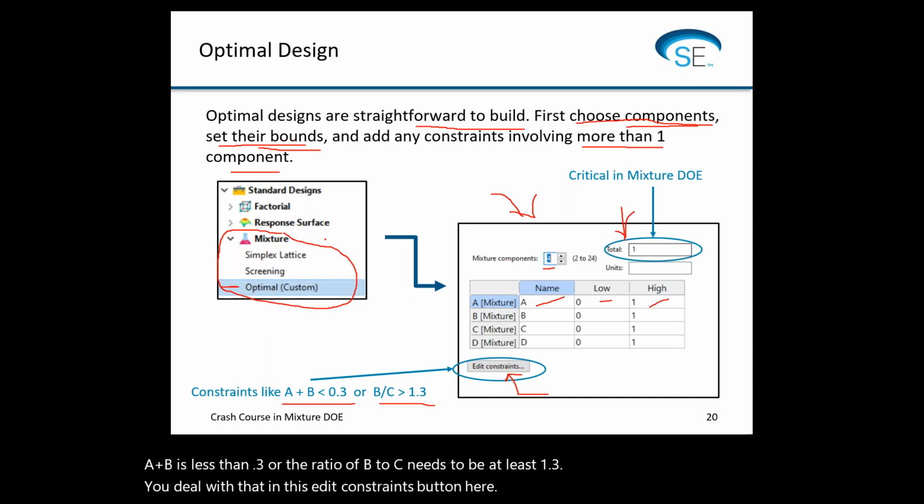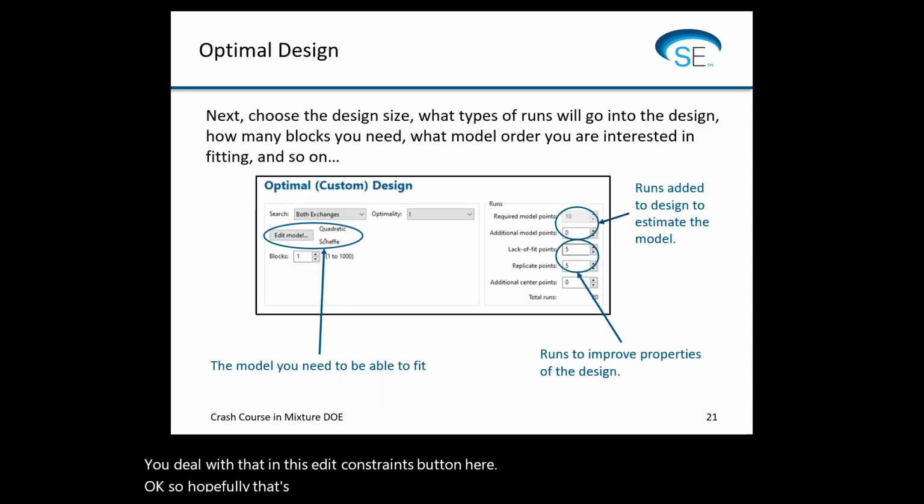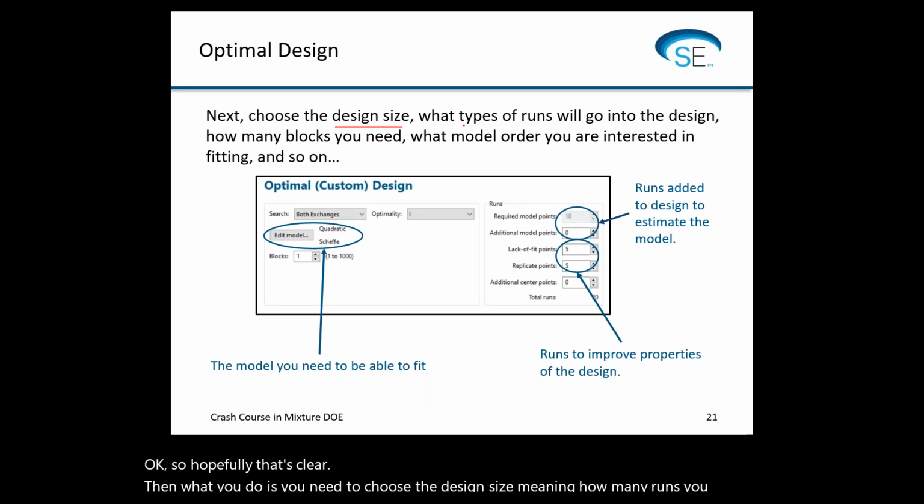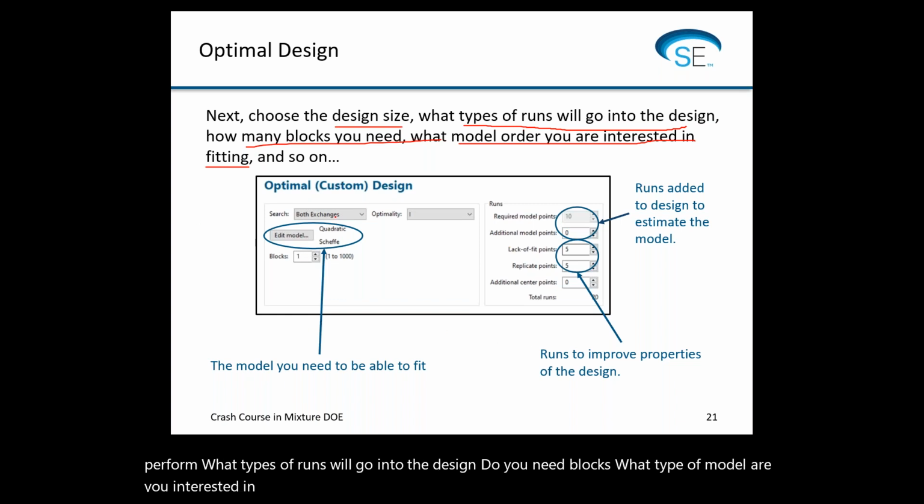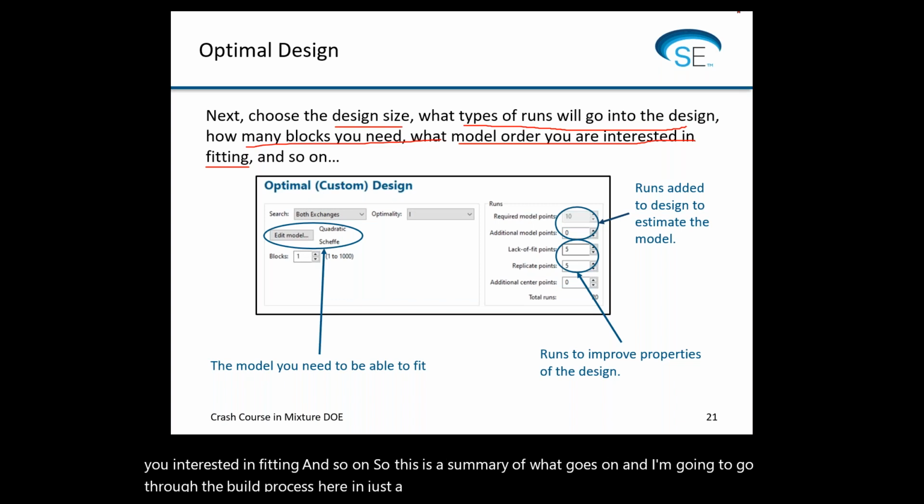Okay, so hopefully that's clear. Then what you do is you need to choose the design size, meaning how many runs you can perform. What types of runs will go into the design? Do you need blocks? What type of model are you interested in fitting, and so on. So this is a summary of what goes on, and I'm going to go through the build process here in just a minute. This is what the build process looks like.